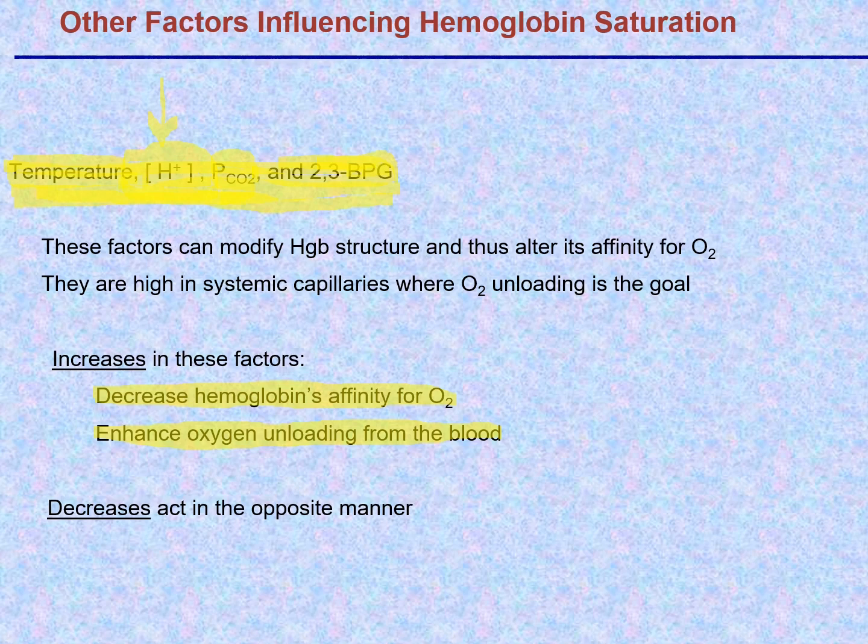Any decreases in these factors will have an opposite effect. Decreases in temperature, hydrogen ion concentration, PCO2 or 2,3-BPG levels will raise the affinity of hemoglobin for oxygen, and so less oxygen will get released from the hemoglobin when it passes through the capillaries in the tissues.